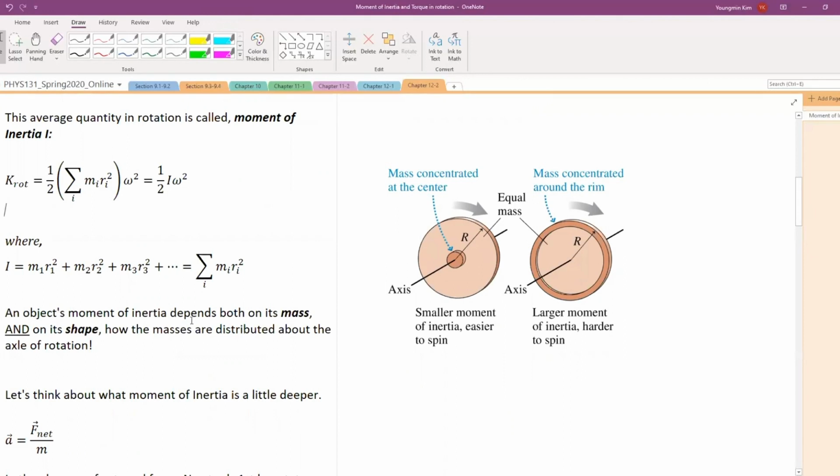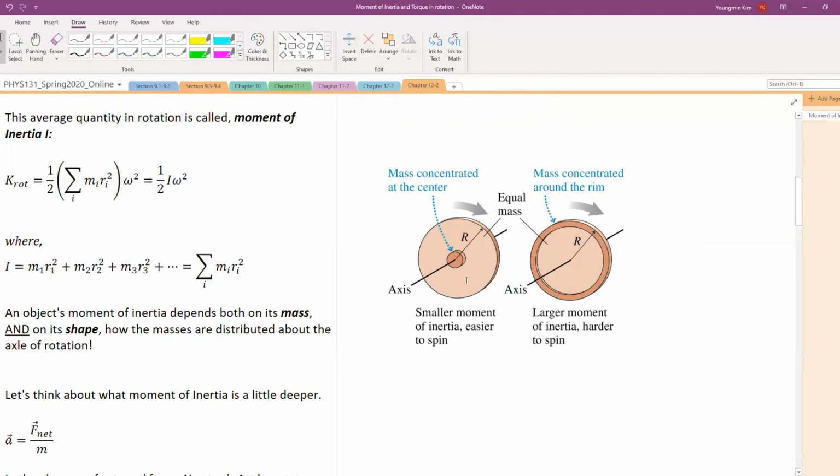its mass and on its shape, that is, how the masses are distributed about the axis of rotation. I'll give an example on the right-hand side here. You have two wheels. In one wheel, the masses are concentrated at the center. In the second wheel, you have the same amount of mass concentrated around the rim.